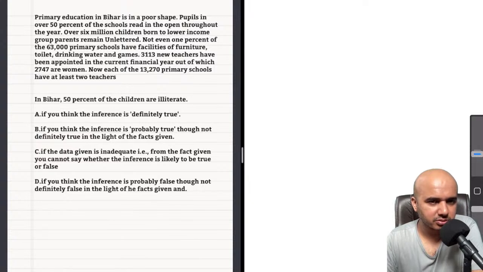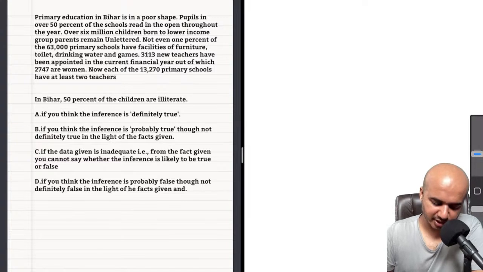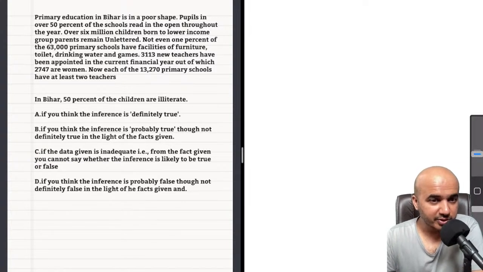We cannot be sure that these are facts, but even though it looks more like facts. So primary education in Bihar is in poor shape. That's okay. Pupils, that is students, in over 50% of the schools read in open. Okay, that means without any shelter. Over 6 million children, 6 million means 60 lakhs, children born to lower income group parents remain unlettered. Unlettered means they do not know to read and write.